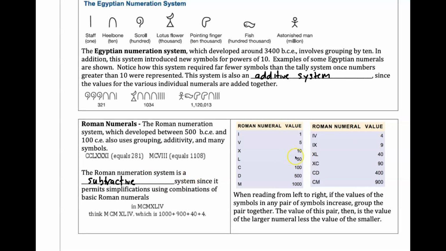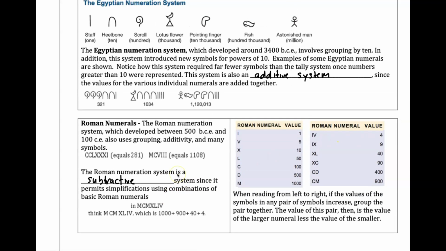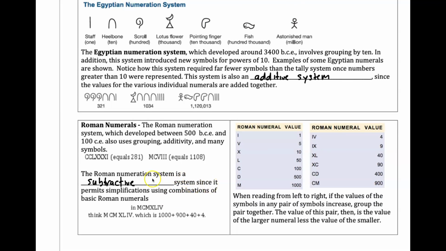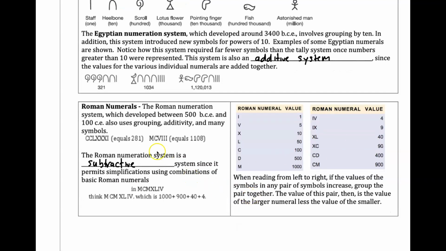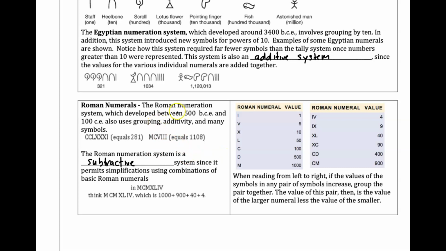Because we have examples like this, you see how the V is 5 and the IV is 4. Roman numerals are additive because you're going to add numbers together, but they're also a subtractive system because we end up subtracting 1 from 5 to get 4. And there are some rules to that as we try to convert from Roman numerals to our decimal system.